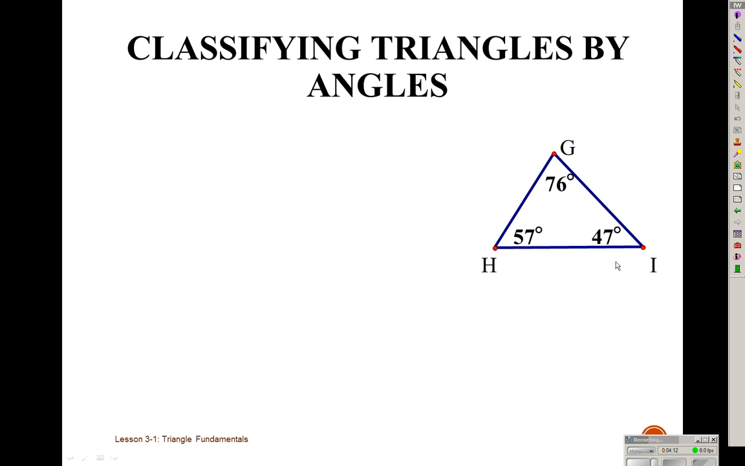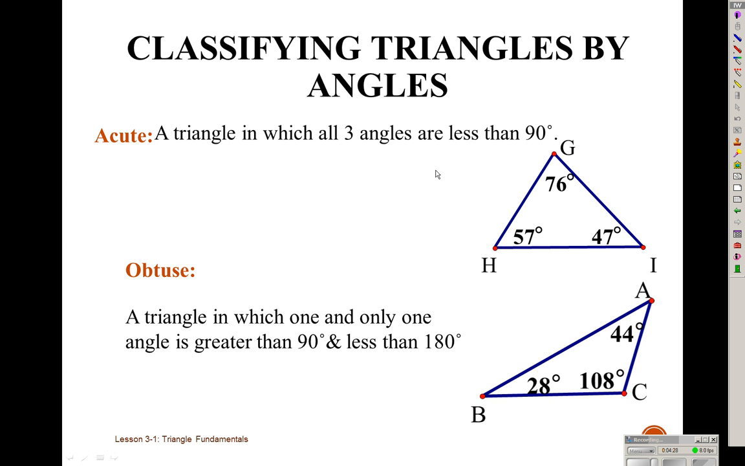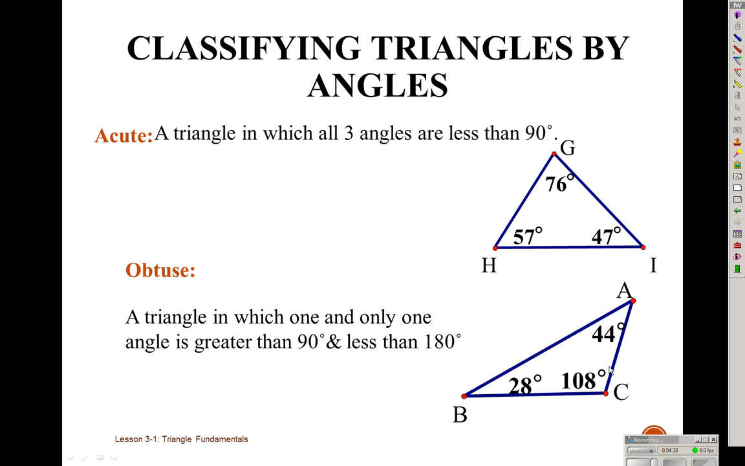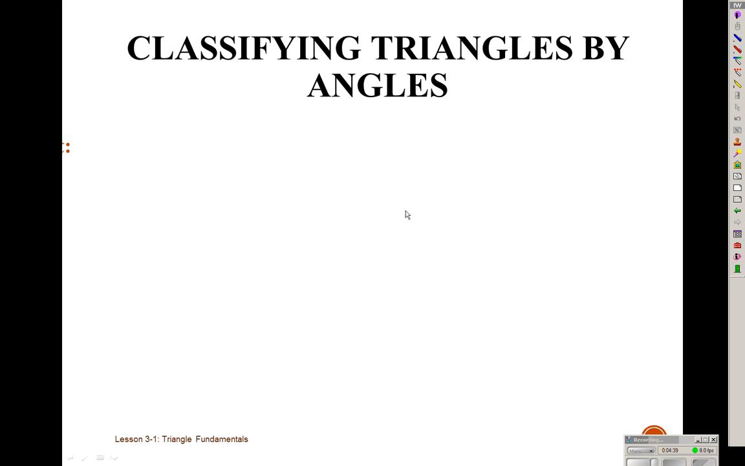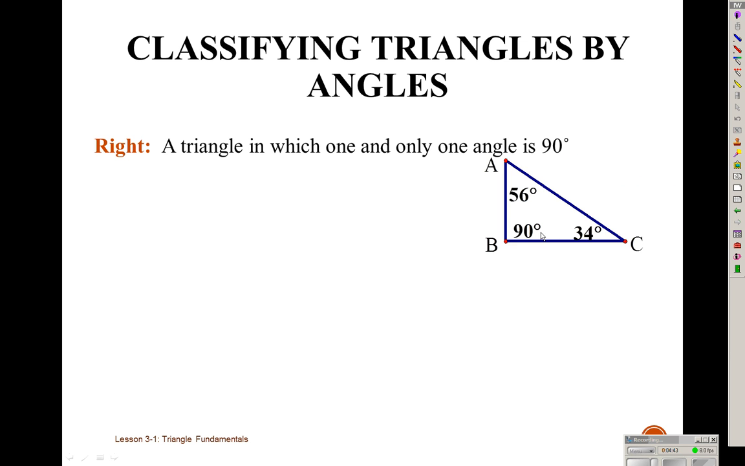What about angles? If all angles are acute angles, then it's an acute triangle. So all 3 angles would have a measure less than 90, then it's acute. If a triangle has one angle between 90 and 180, then it's obtuse. So if a triangle has one obtuse angle, then it's obtuse. And if a triangle has one right angle, then it's a right triangle.